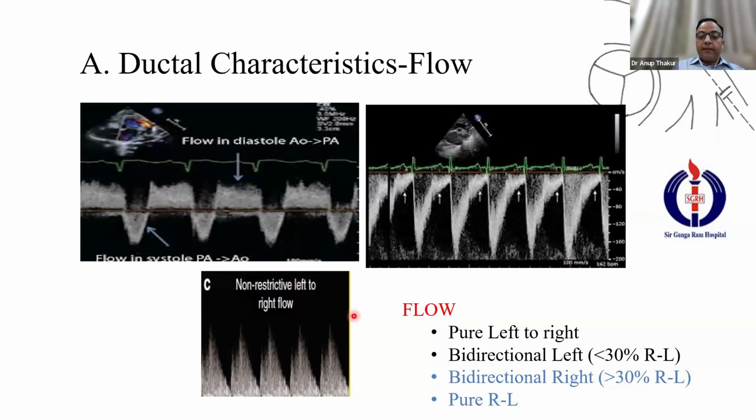We also look at the velocities. Okay. Now, we'll talk about it. So this one is a pure right to left shunt. This one is a pure left to right shunt. And this one could be a bidirectional shunt. So it tells you about the direction of the shunt.